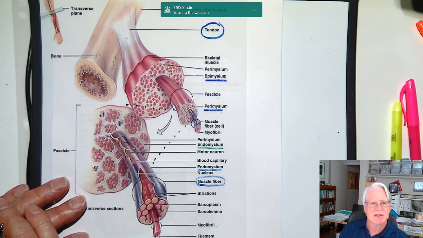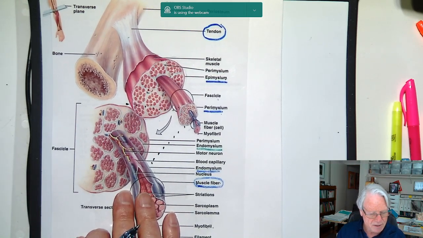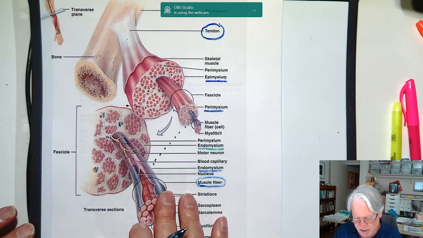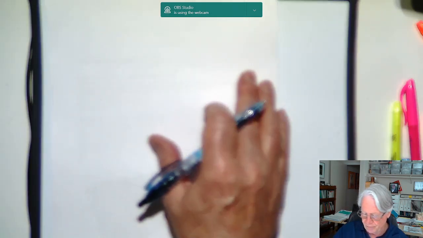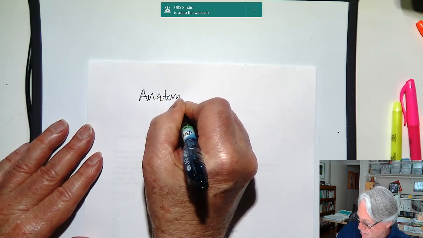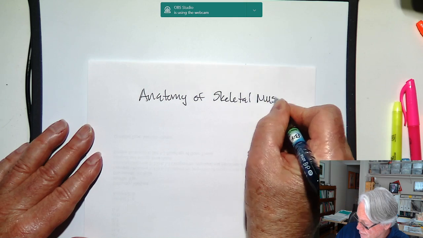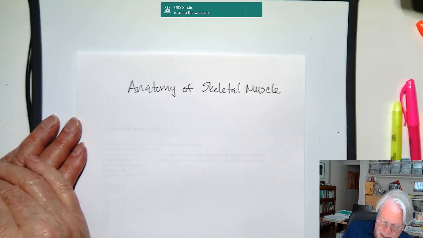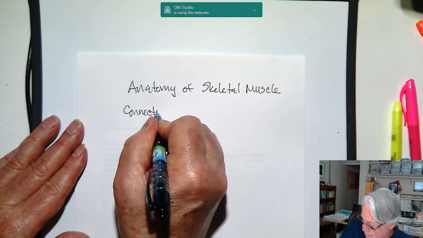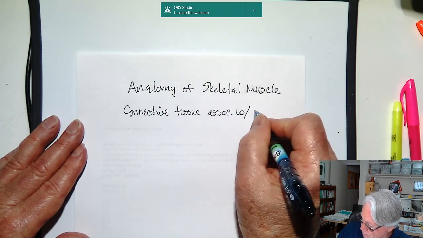So let's begin that discussion, and we'll start off with listing the structures first, and talking a little bit about each one of those. So let's head this up as the anatomy of skeletal muscle. That's going to be the big story here. Anatomy of skeletal muscle. Okay. And we're going to look at the coverings of muscle tissue. So we're going to do connective tissue associated with muscle tissue.